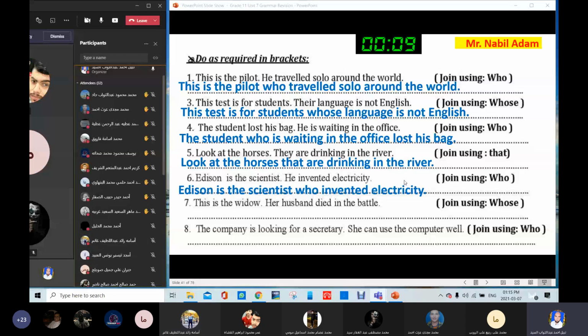Her refers to the widow. Widow means a woman whose husband died. Her refers to the widow. I delete her and I put what? I put whose. Okay. Osama, say it again.